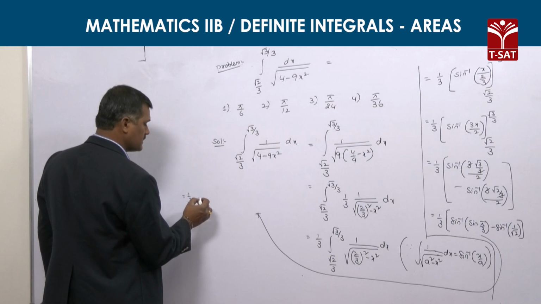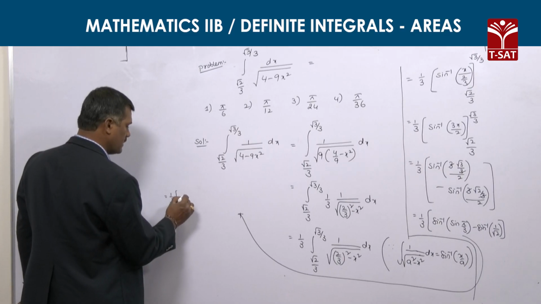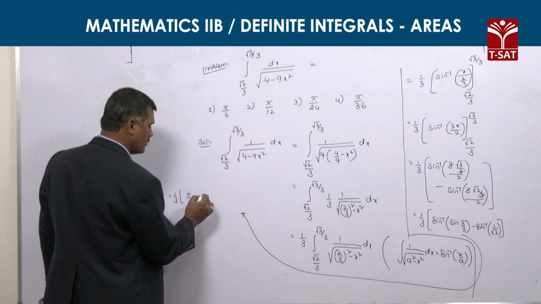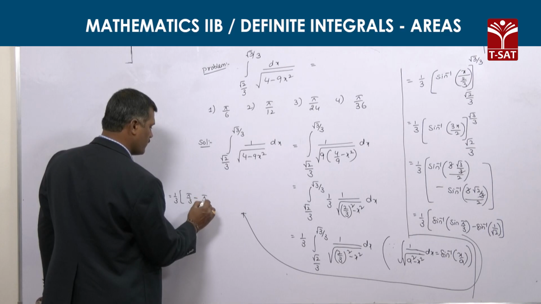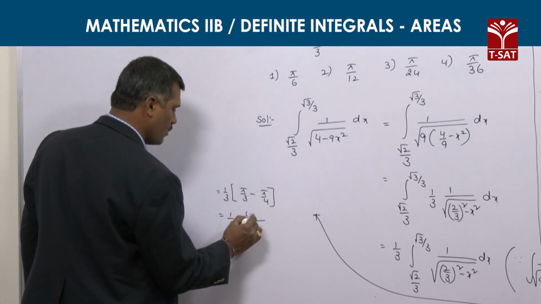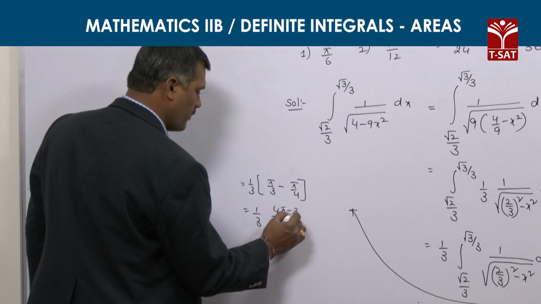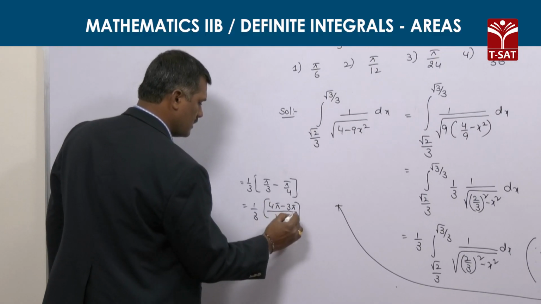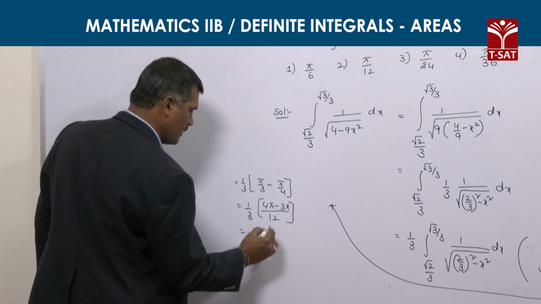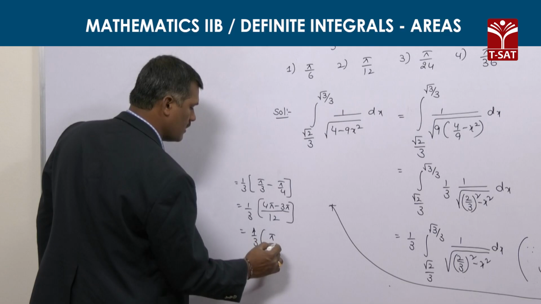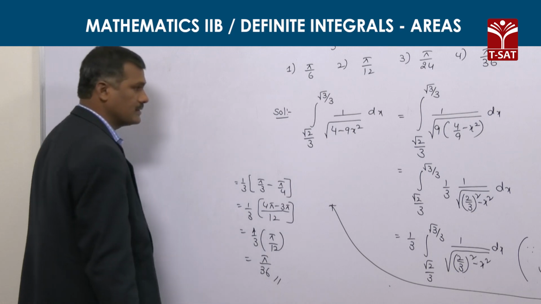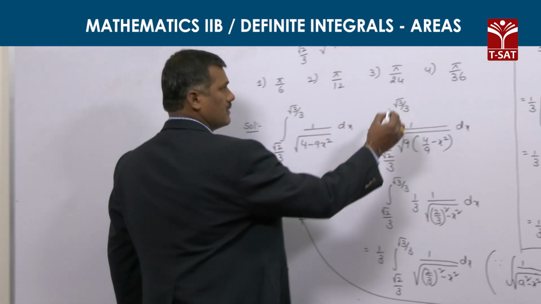Sin inverse of sin x is x. Root 3 by 2 is sin 60 degrees, which is pi by 3 radians, minus sin inverse of 1 by root 2, which can be written as pi by 4. That equals 1 by 3 into, with LCM 12, 4 pi minus 3 pi. That equals 1 by 3 into pi by 12, that is equal to pi by 36. It is the required solution. Fourth option.